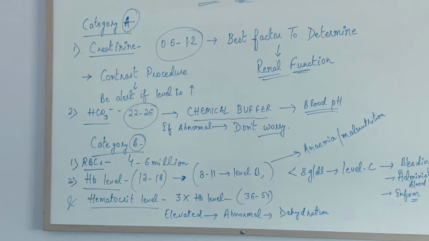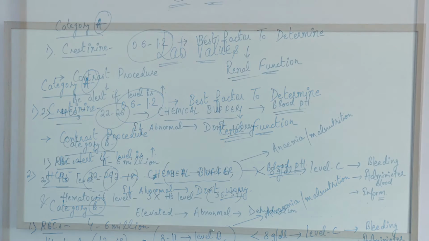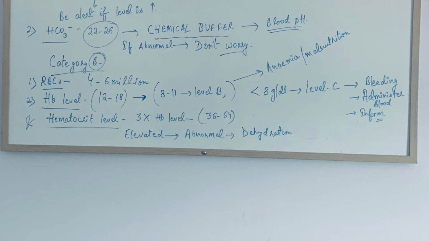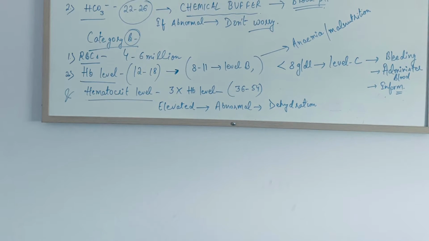Myself Amanpreet. Today we are moving on with the lab values in detail. In the first video we discussed the main categories in which we divided the lab values according to the priority levels. Okay. So now we are going to discuss each category in detail. Let's move on with the first category, that is category A.